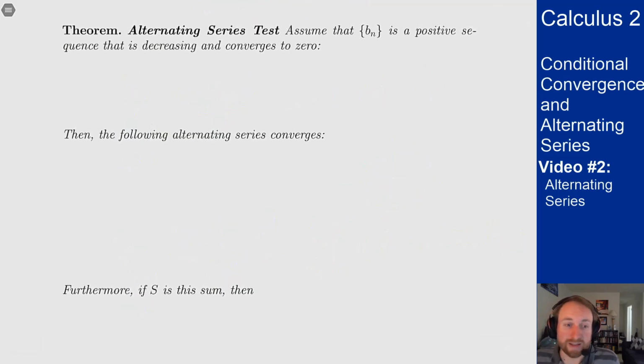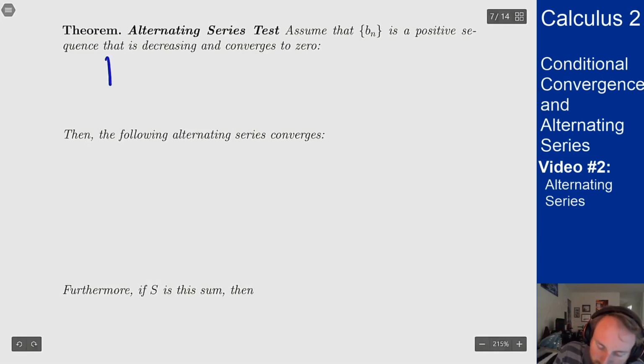So why do I care so much about a series being alternating? The point is, if a series is alternating, we have this nice alternating series test to determine if a series converges. And it must actually be alternating, plus, minus, for this to work. So we're going to assume that our sequence bn here is positive, decreasing, and converges to 0.